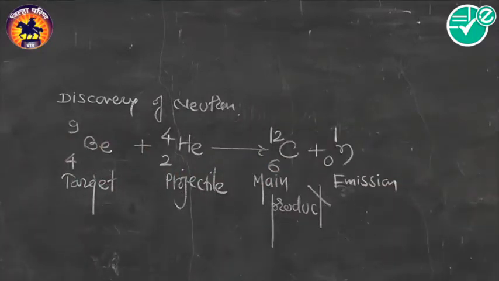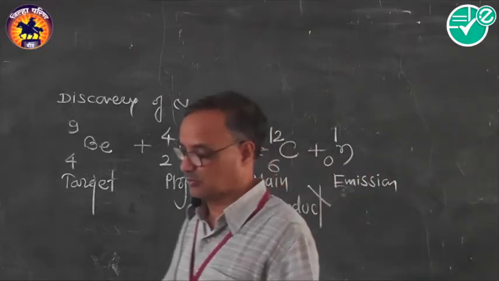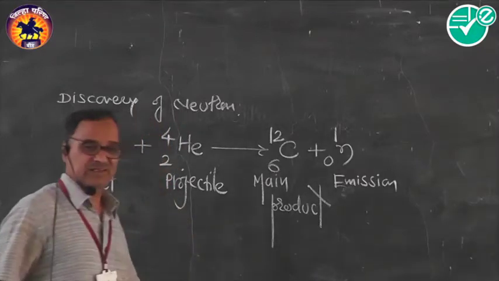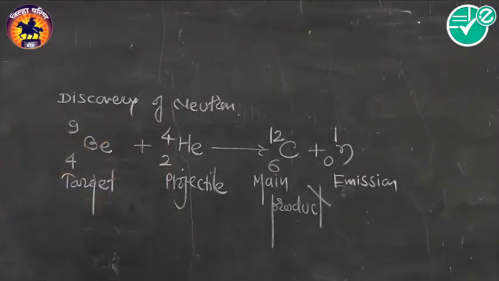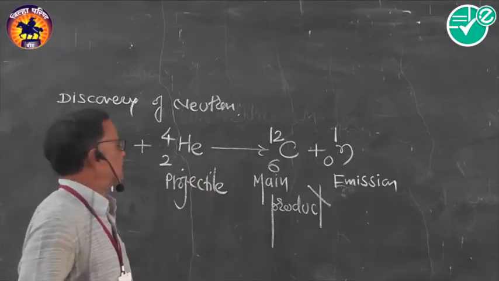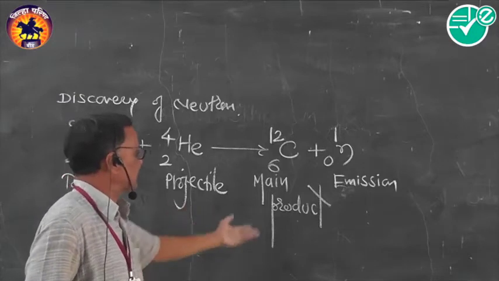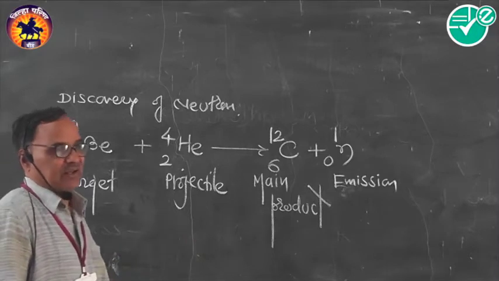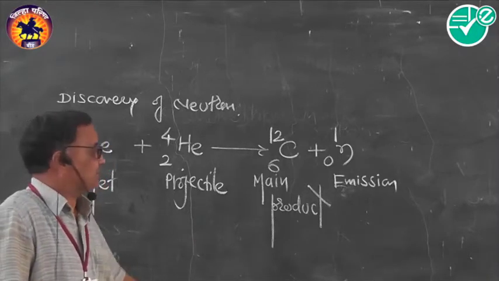So we mentioned the discovery and special features of protons, neutrons and electrons. But in short, we want to explain the discovery of neutrons. So this is an example: the beryllium atom, or beryllium nucleus, is in the form of target. Alpha particle, that is helium nucleus, is in the form of projectile. The main product obtained during the interaction of target and projectile is carbon, and one particle is ejected or emitted, that is called neutron.